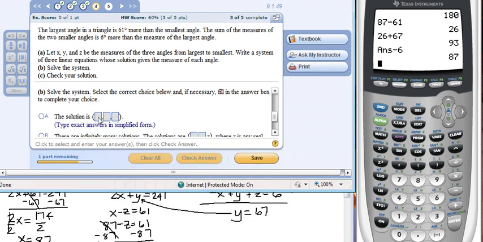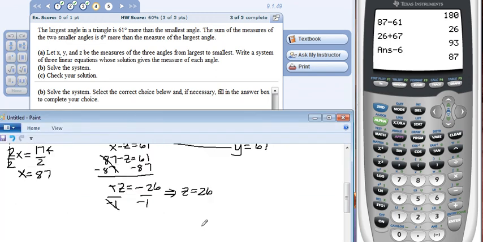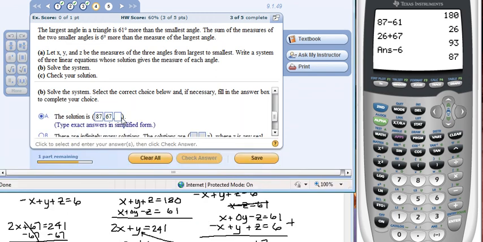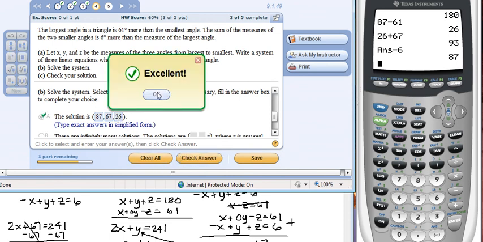67, the brain of a gnat. The memory of a gnat today. 67, and what was z? 26. Excellent.